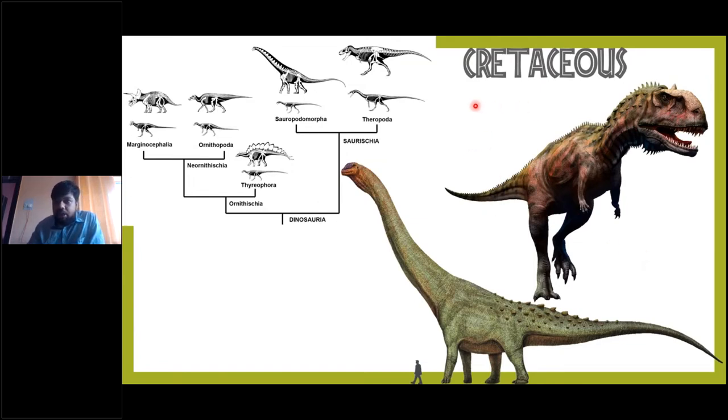Then we come to the Cretaceous period. From the Cretaceous, the two major clades known from India are theropoda, among which are the abelisaurid dinosaurs, the Abelisaurus, and among the sauropod dinosaurs, the long neck, long tail, huge body dinosaurs, the clade Titanosauria. So abelisaurids and Titanosauria were the two major clades known from the Cretaceous horizons of India.